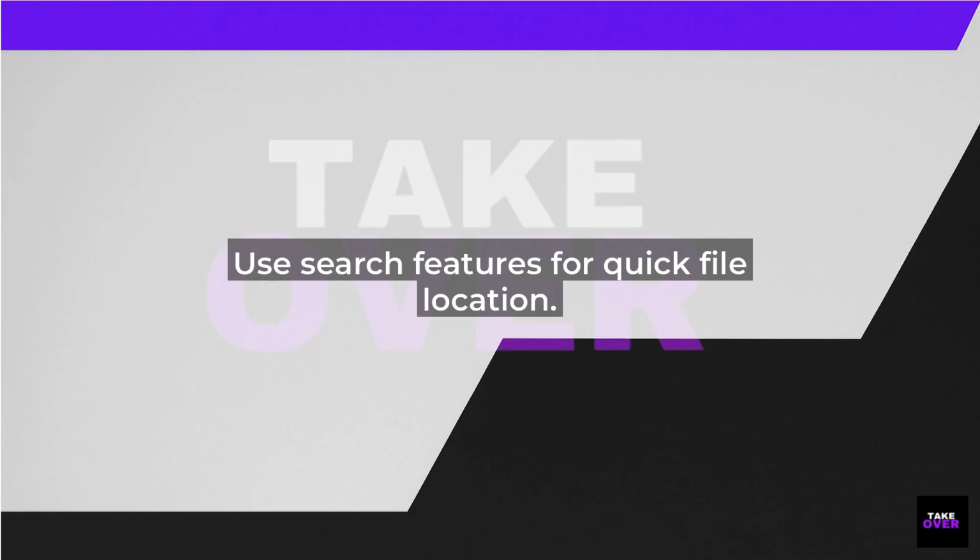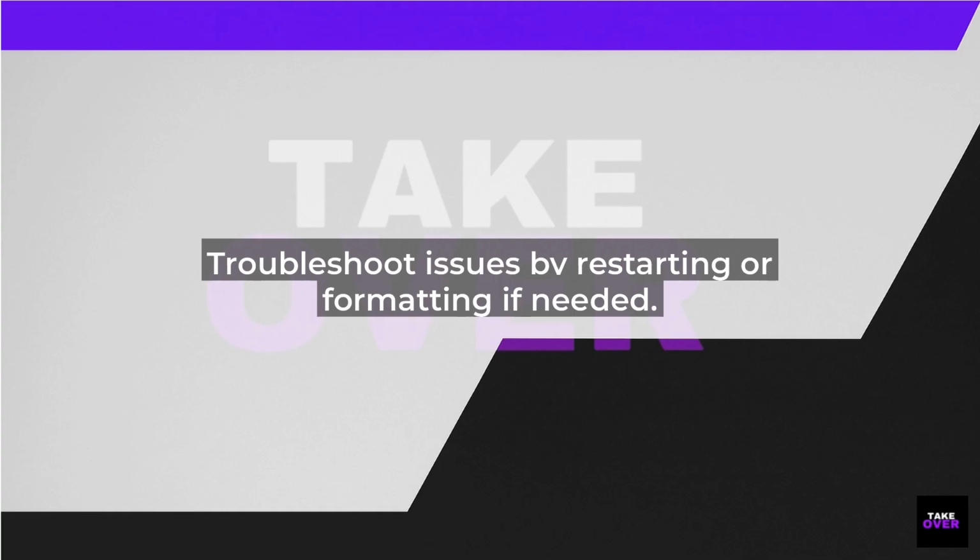If you run into any issues, like the SD card not appearing, try restarting your device or checking if the card needs to be formatted. Go to Settings, Storage > SD card, and look for Format options, but remember, formatting will erase everything, so back up first. And there you have it.